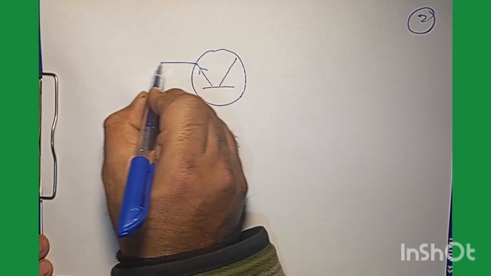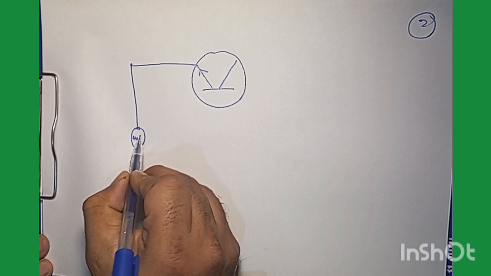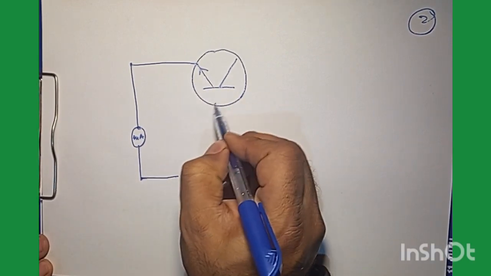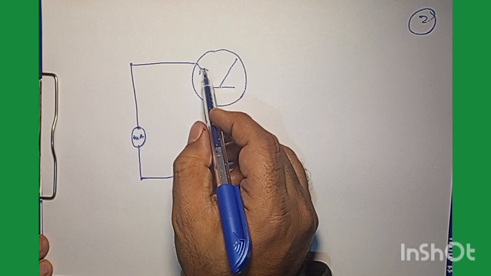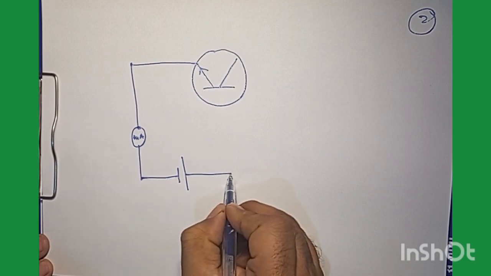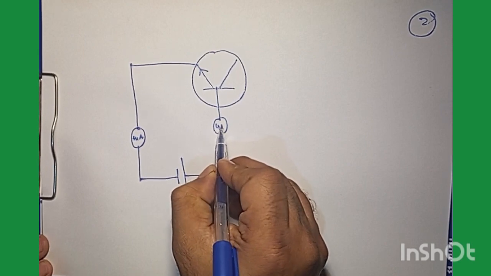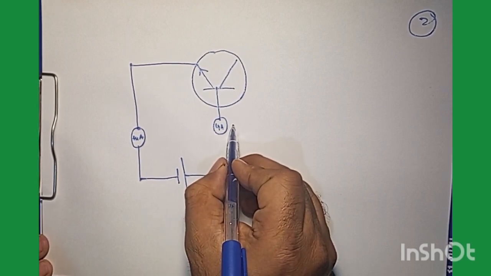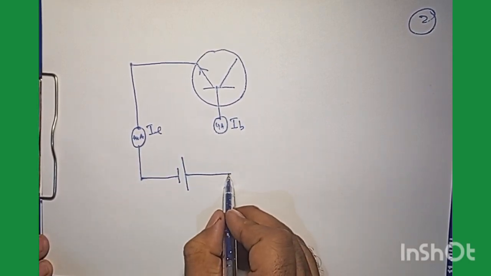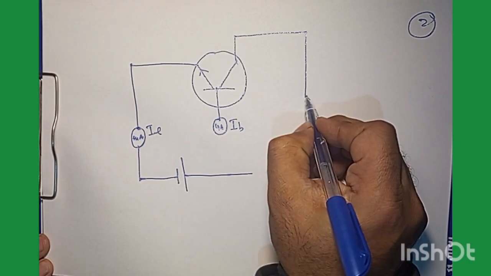So we have here a terminal, and we have a milliammeter that measures the current, and then we have to make this input circuit forward biased. For forward bias, this terminal has to be negative and this terminal has to be positive. This will give us the microammeter current, because this current is very small, and this will give us IB, and this will give us the measure of IE. And then from here we have the collector.